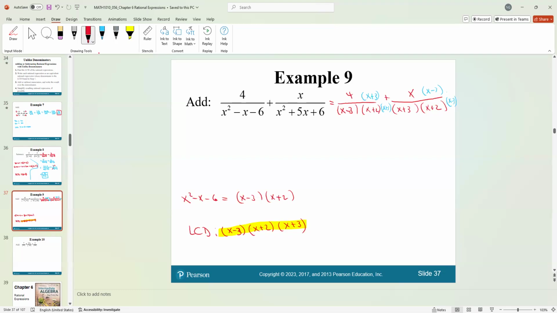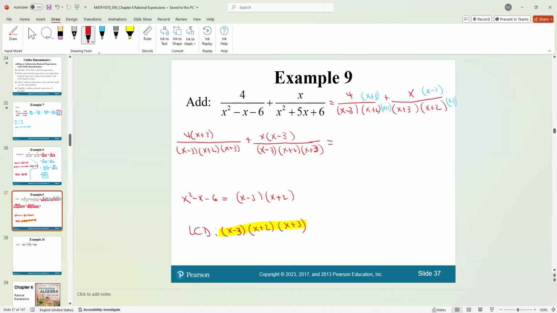Now, we can continue. We have 4x plus 3 over x minus 3 times x plus 2 times x plus 3. We have plus x times x minus 3 over the same denominator, x minus 3 times x plus 2 times x plus 3.